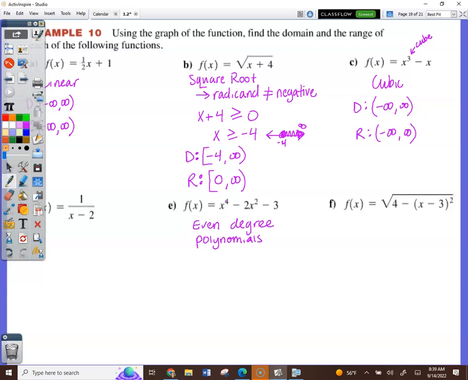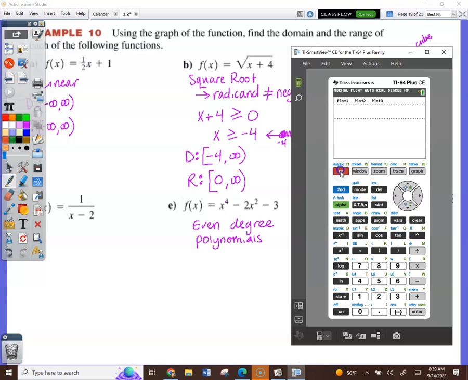Domain is all real numbers. There's no restrictions on domain. You don't have anything fancy to do. The only two you have to stop and actually find the domain are square roots or fractions. Range is where you have to look at the calculator.